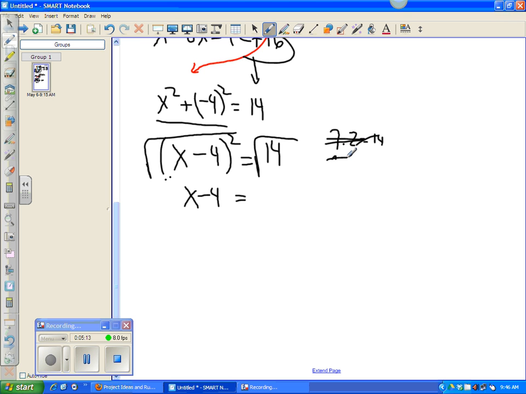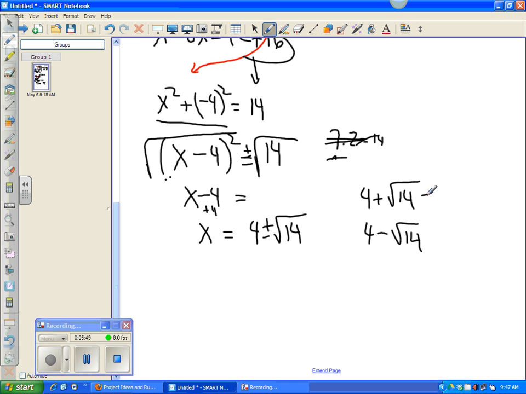Now, I need to move my 4 to the other side, and this is of course plus or minus, because we don't know if it's going to be plus or minus the square root of 14. There's two possible answers. So plus 4 on this side, plus 4 on that side, gives me 4 plus or minus the square root of 14. I could pull out my calculator and solve that, but it's unnecessary. I'll accept either answer. And this gives you two answers. 4 plus the square root of 14 and 4 minus the square root of 14 are both equal to x, or both the roots of this problem.